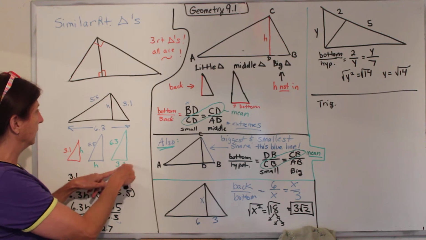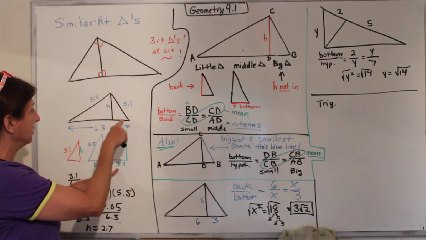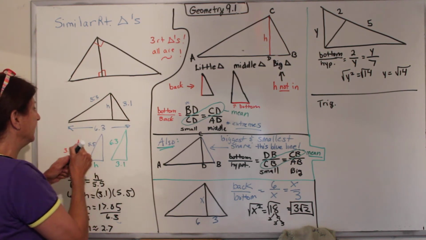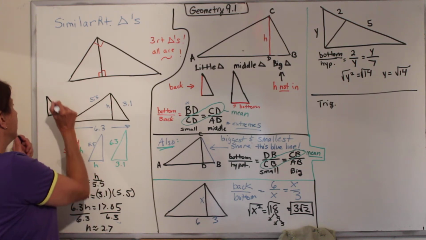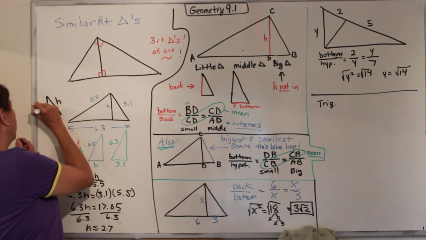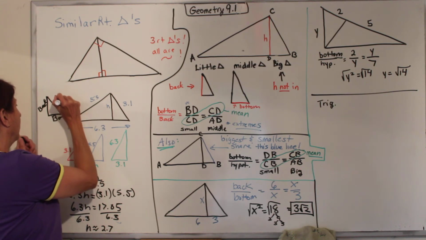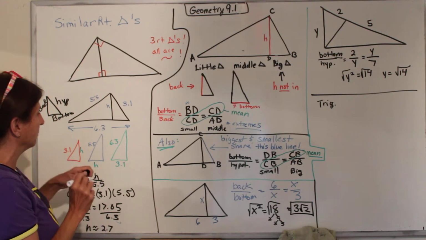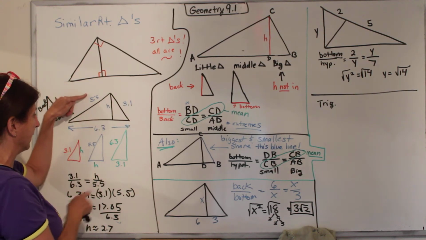For our big one, the biggest one here, its hypotenuse is 6.3, that's the longest side, and its bottom is, I think of this as the bottom of it. I think of right triangles as sitting like that. So it has a hypotenuse, it has a bottom, and it has a back. Okay, that's how I think of them. A hypotenuse, a bottom, and a back. It's going to sit on the bottom on the little one. So for my biggest one, this is the bottom, that's the hypotenuse, and that's the back.